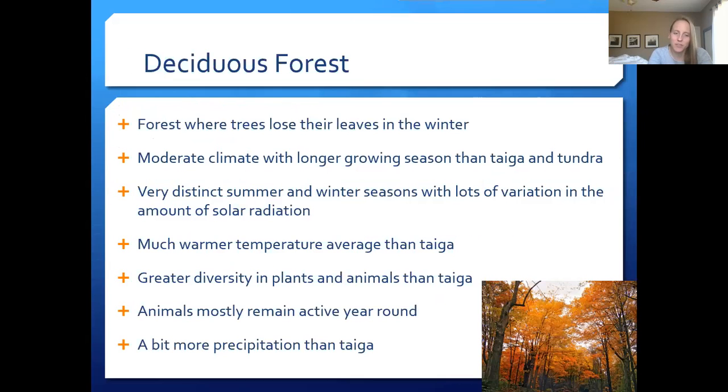Then we get to the deciduous forest, also called the temperate forest, where we find a lot of deciduous trees, which are just trees that lose their leaves. It has a much more moderate climate with a longer growing season compared to the boreal forest or the tundra. It does have very distinct summer and winter seasons with lots of variation in the amount of solar radiation. It is much warmer than the boreal forest and has much more biodiversity than the boreal forest, and the animals tend to remain more active year-round. There's also a bit more precipitation than the boreal forest.